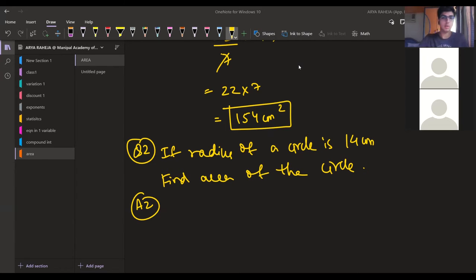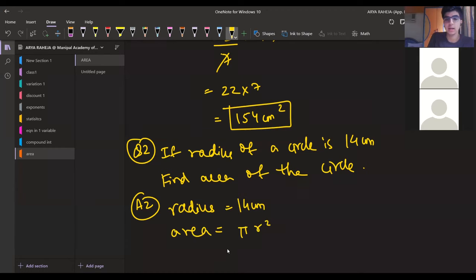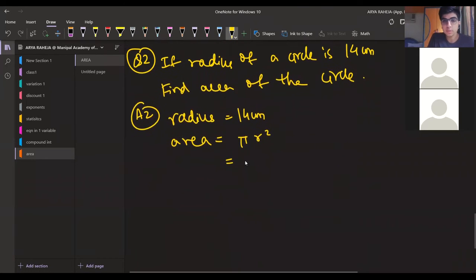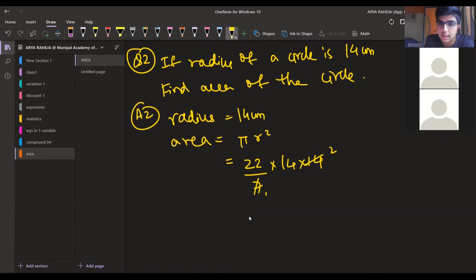Yeah, so let's solve this now. किसी का आंसर नहीं आया अब तक. Okay, see, radius is equal to 14 centimeters, right? And they've asked you to find area. So area is equal to pi r square. So now pi की जगह what do you put? 22 upon 7 into 14 into 14, right? And now let's see, 7 is in the denominator, so you need to cancel it. So 7 ones are 7 and 7 twos are 14, right? So the answer is 22 into 14 into 2.